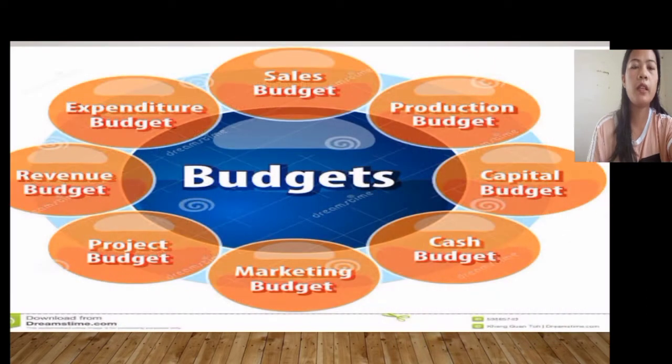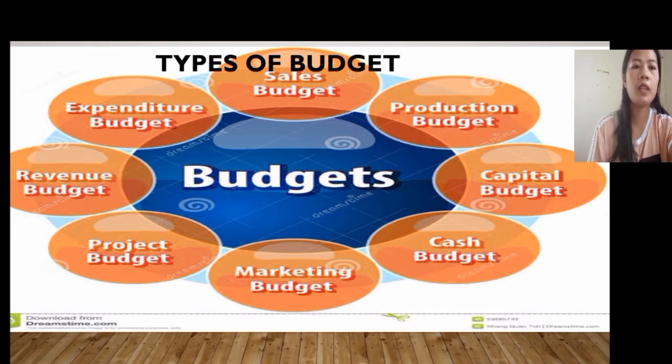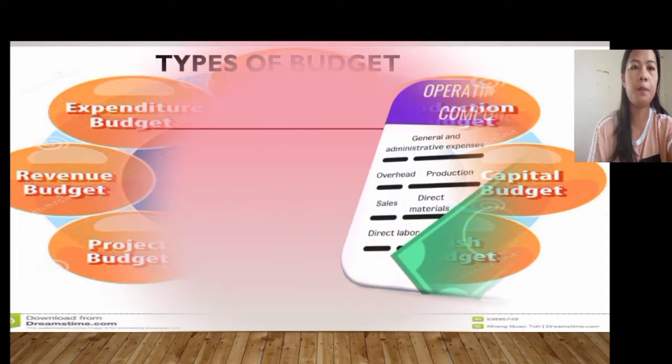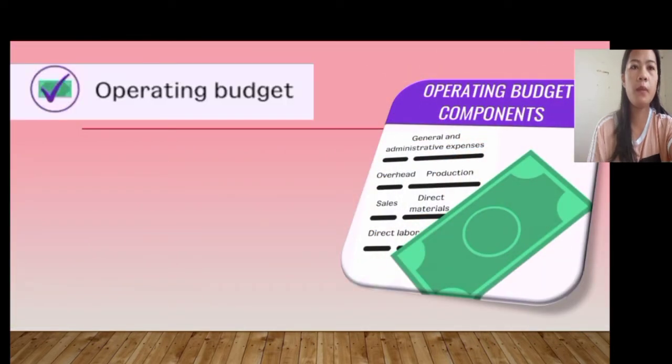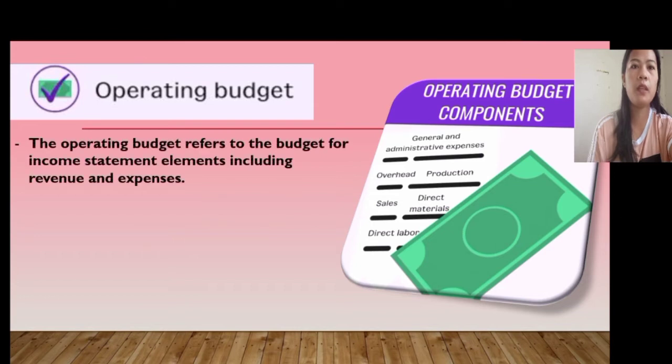So there are types of budget. First is the sales budget, production budget, capital budget, cost budget, marketing budget, and project budget, revenue and expenditure budget. So operating budget refers to the budget for income statement elements including revenue and expenses. So it talks about your finances and your revenues or your income within a business.